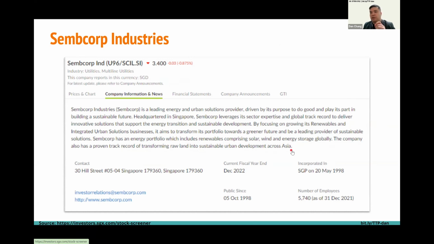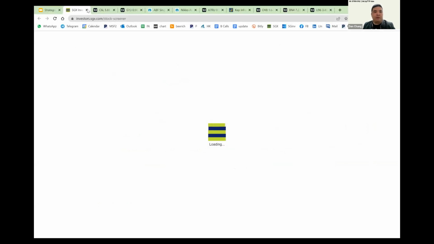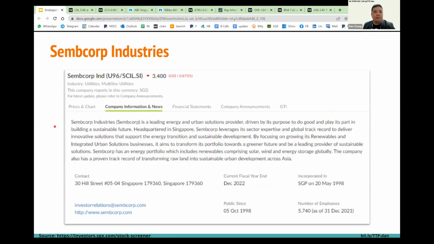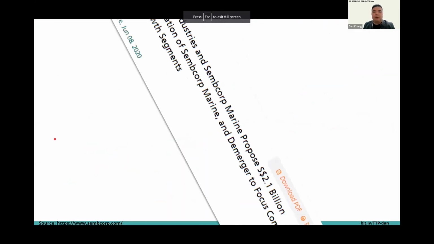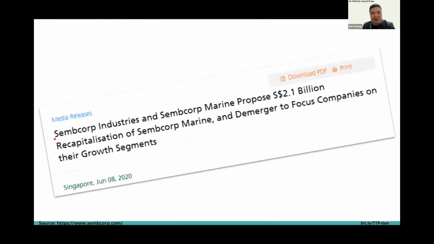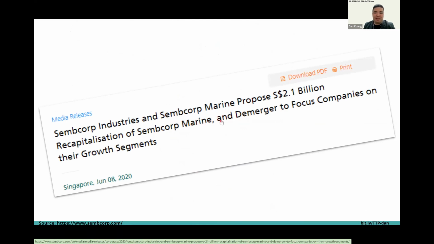But do you know something? Two years ago, it's not like that. Two years ago, Sembcorp Industries, like Capital Corp, was considered an oil and gas play as well. But they also saw that renewable energy is the way to go going forward. So actually back in 2020, they already demerged from their subsidiary Sembcorp Marine, to focus on their own growth segment, which is the renewable, the urban solution, the energy sector.